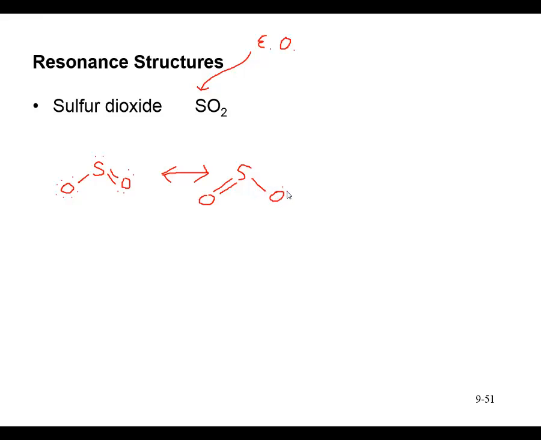We had our lone pairs on the right oxygen. We had three of them, two lone pairs on the left oxygen, and we had a lone pair on the center sulfur. So there were my two resonance structures that look kind of like the ozone example.